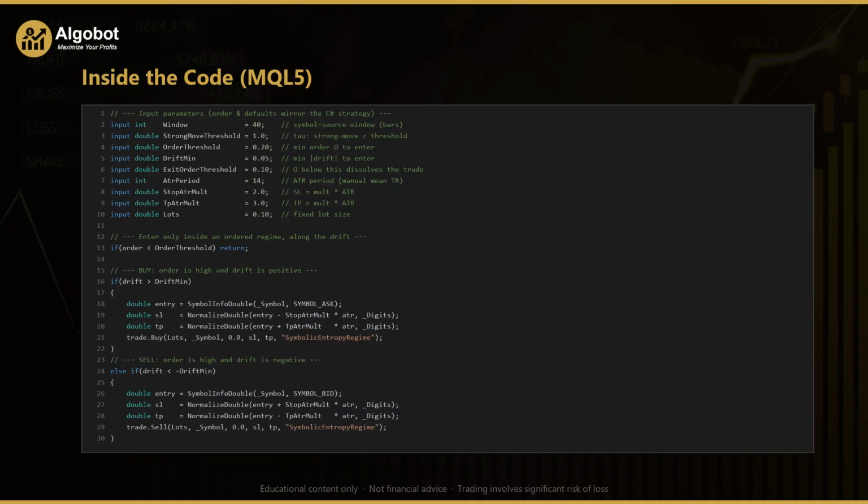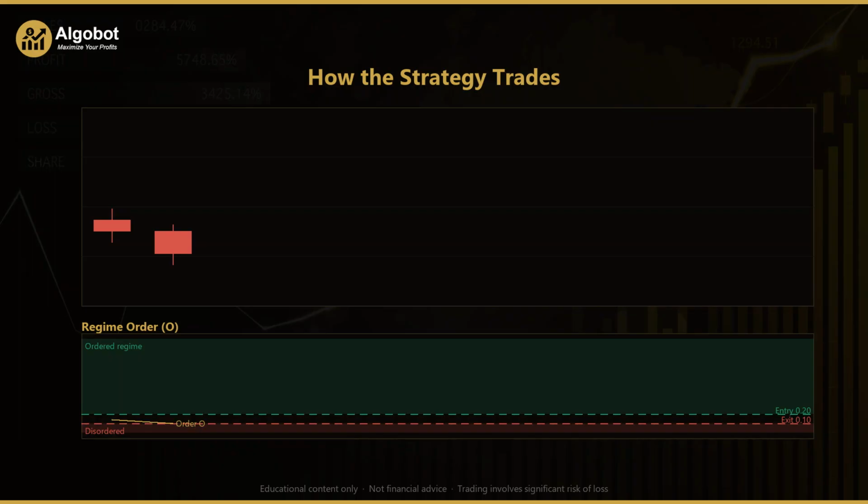Notice that both sides share the same order and ATR logic. Only the direction of the drift and the sign of the stop and take profit change. It's clean, symmetric, and easy to audit. Now let's bring it all together on a chart.